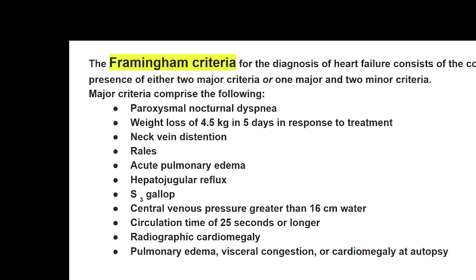central venous pressure greater than 16 cm of water wherever it is possible to measure it, and circulation time of 25 seconds or longer. That's when you put the pressure on the periphery, the time taken for the capillary refilling is more than 25 seconds. Now, when you press on the periphery, there would be a blanching, and the moment you release the pressure, the blanched area becomes normal color. In patients of cardiac failure, there could be a delay in that. So, more than 25 seconds is considered as a sign of circulatory failure.